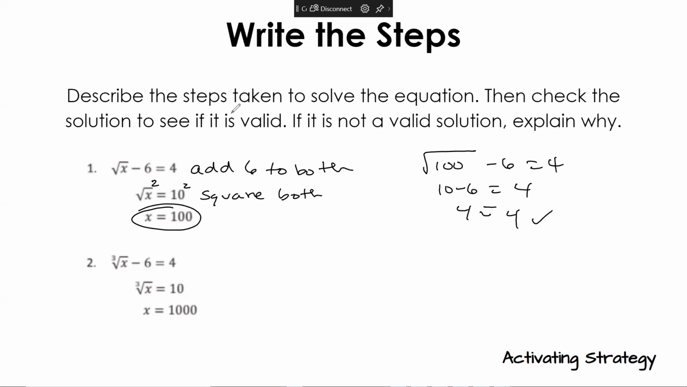Okay, what's the first thing that we do here? Add 6 to both sides. Then what do we do? Cube both sides. That's going to be 1,000, right? Okay, we're going to take 1,000 and plug it back in. What's the cube root of 1,000? 10. And 10 minus 6 is going to give me 4. And so it works. Yay.